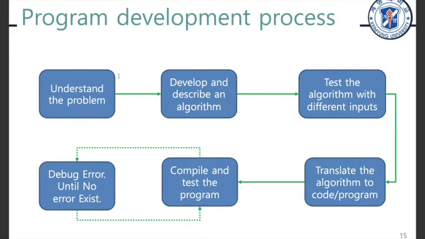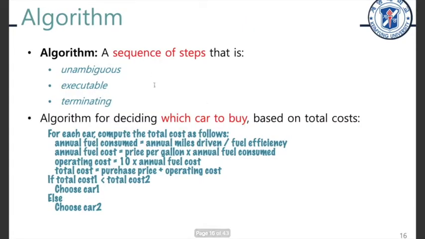So you can see that once we understand the problem, we have to actually write an algorithm. So what is an algorithm? An algorithm is a sequence of steps that is unambiguous, executable, and terminating. For instance, when you wake up in the morning, you wash your face, you go to the kitchen, you bring a bowl and a cereal and a milk, you put the cereal, then the milk, and then you start eating your breakfast. So these are the sequence of steps that you take after you wake up from your sleep.